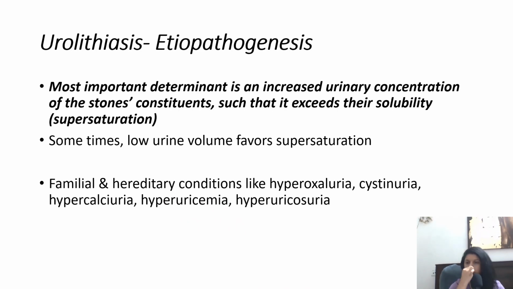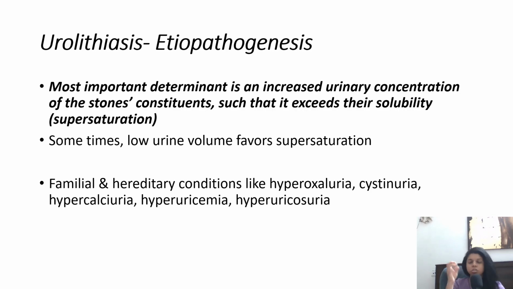So first, you should know what is urolithiasis. The most important determinant is an increased urinary concentration of stone constituents such that it exceeds the solubility, or supersaturation. So what is saturation? You take a glass of water and then you start putting salt or sugar. To a certain extent, it will be dissolving and dissolving. After a certain point, it won't be seen. That is called saturation. Now, if you put more sugar or salt into it, then it starts getting precipitated. That is called supersaturation.